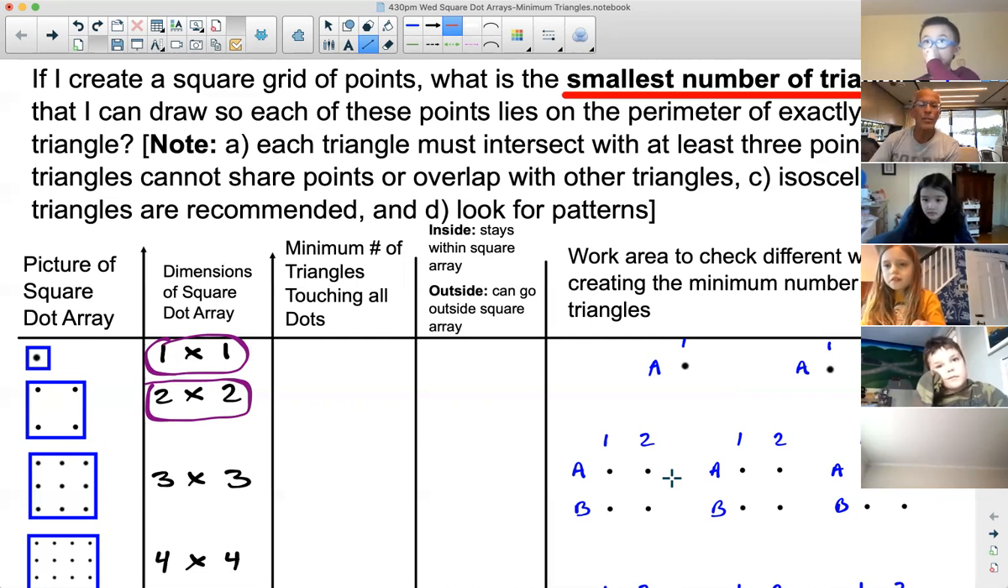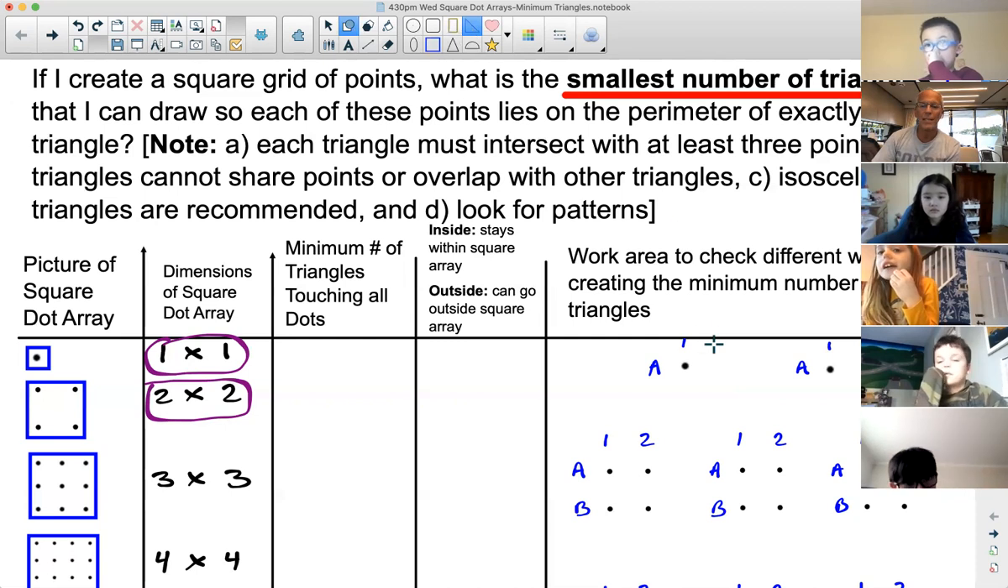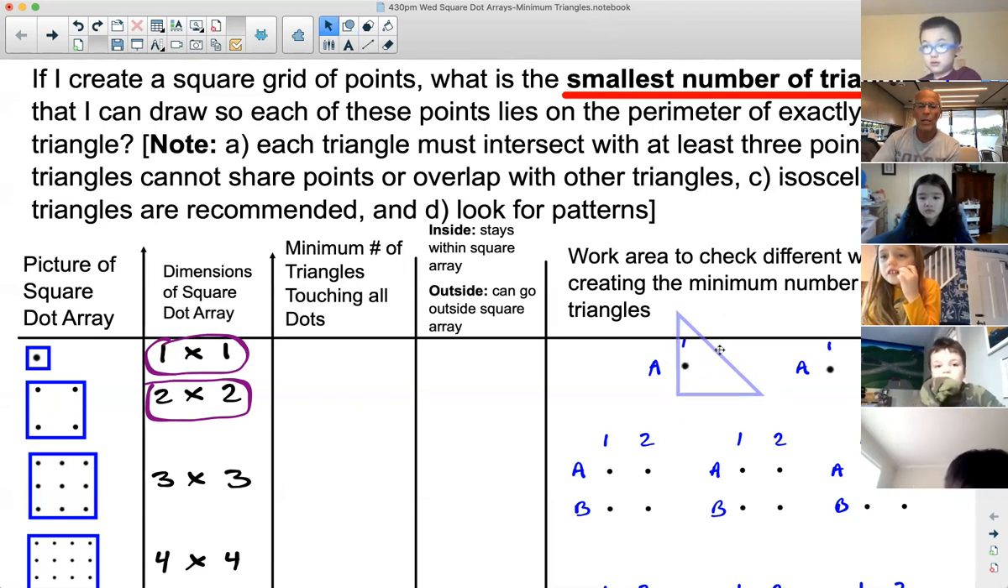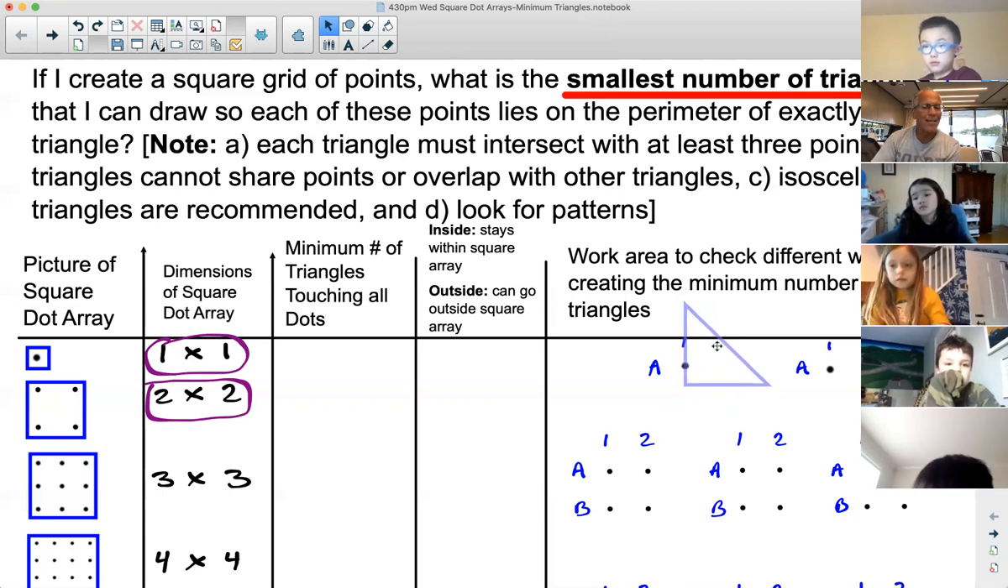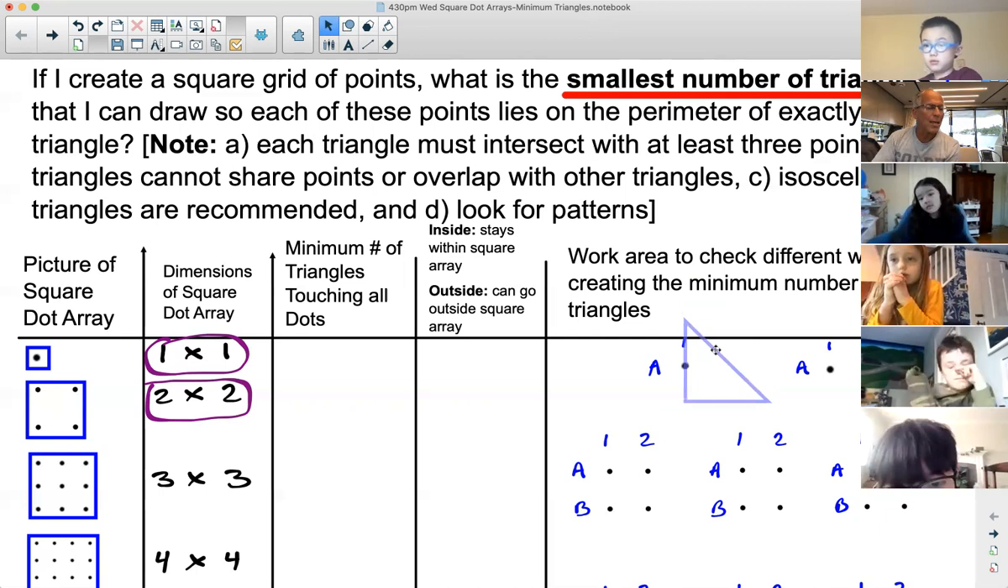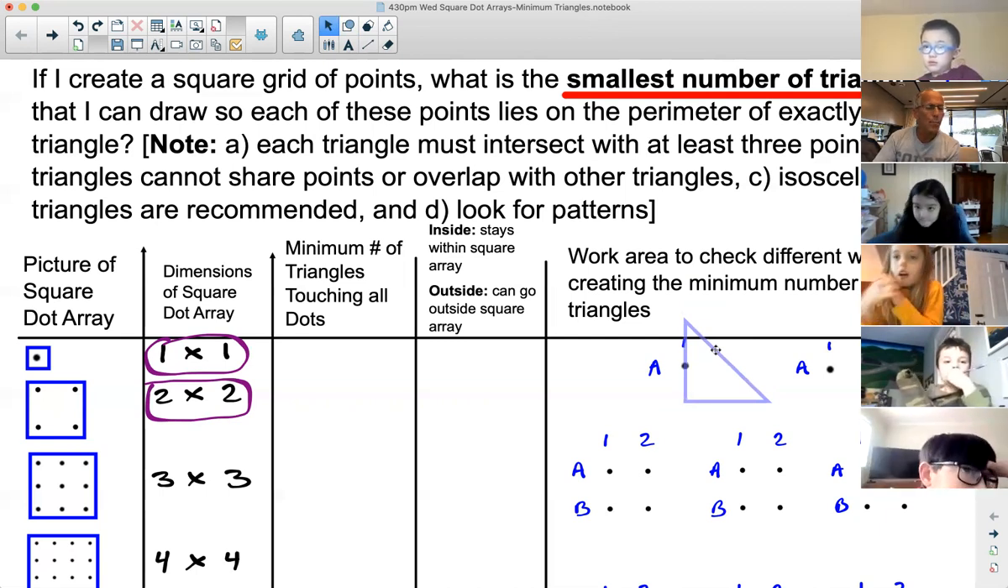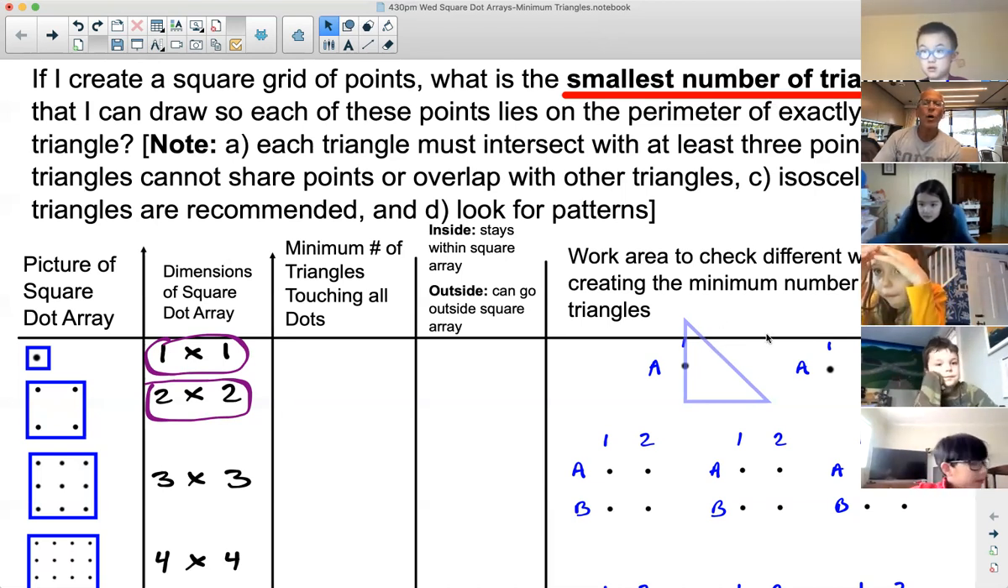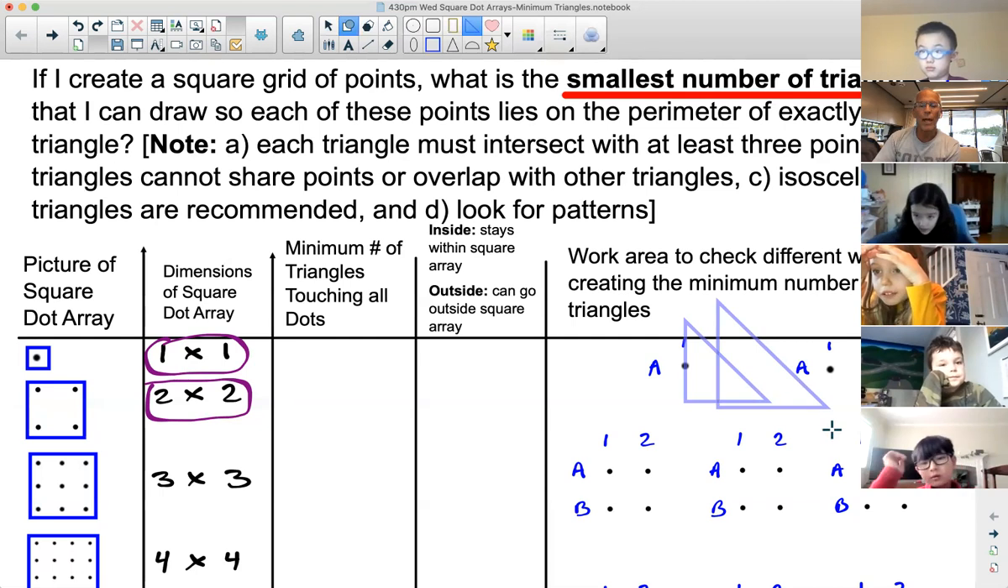So you can't have a triangle like this. Let me show you. We're going to be using isosceles right triangles. Do you guys see how I am touching point A1? That is not allowed because your triangle has to hit at least 3 points. That's number 1. Number 2, you cannot have overlapping triangles.